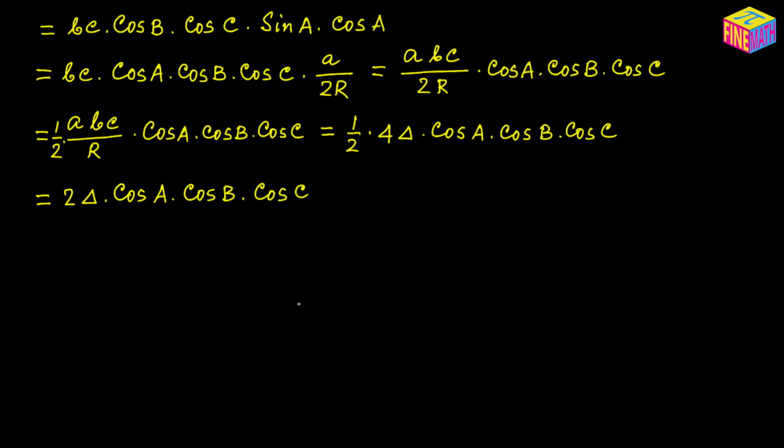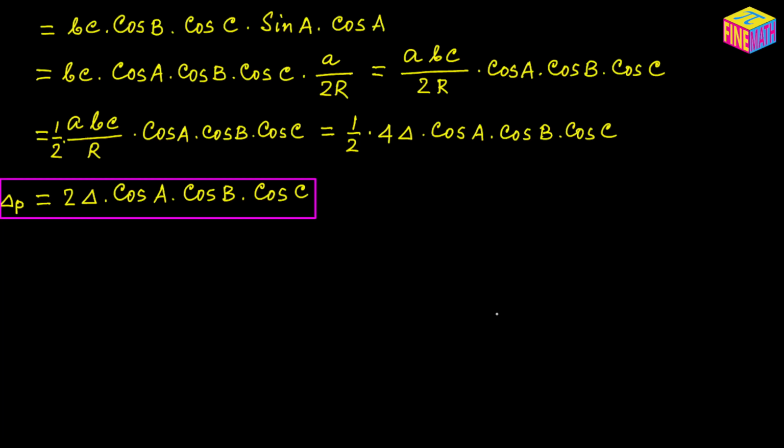Now you see the area of the pedal triangle has been expressed in terms of everything about the original triangle. Here the delta is the area of the original triangle. Angles A, B and C, they are the angles of the original triangle. So everything is expressed in terms of the original triangle, but this is actually the area of the pedal triangle. So here we can say that the area of the pedal triangle, so let me quickly write here on the left hand side, delta sub P, that is the area of the pedal triangle, is actually equal to 2 times delta times cosine of A times cosine of B times cosine of C.